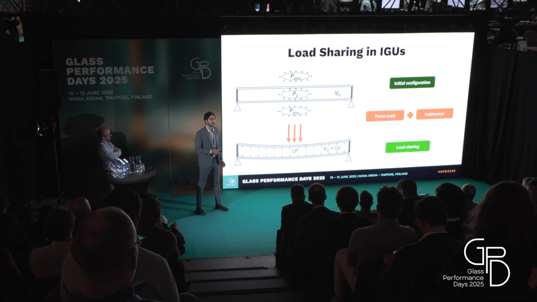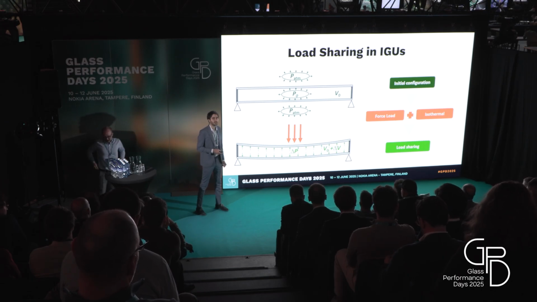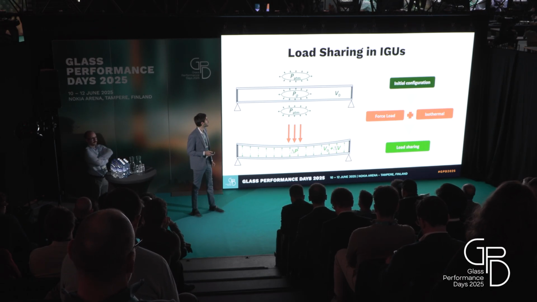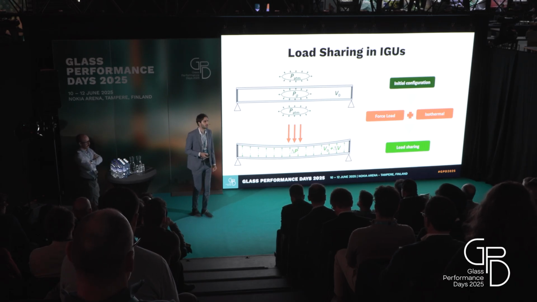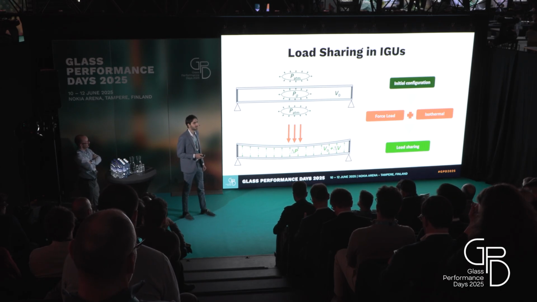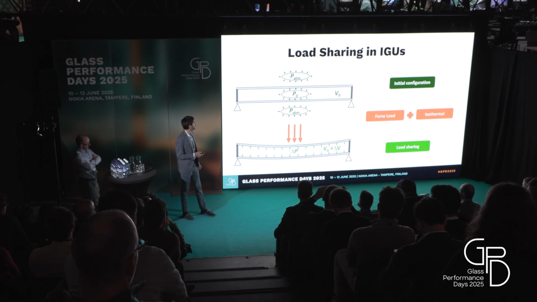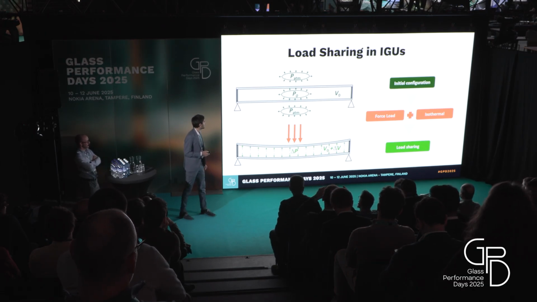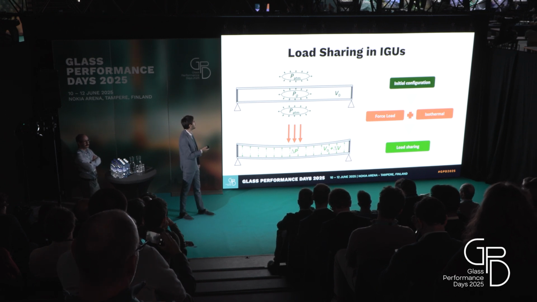The pressure inside the cavity in IGUs is mainly affected by three factors. The first is barometric pressure variation, the second is temperature-induced variation, and the third one is load sharing. Load sharing affects heavily the behavior of the structure and causes highly nonlinear behavior. When you apply the load on the upper surface, it changes the internal volume, and so you have an increase of internal pressure that transfers the load to the lower plate.